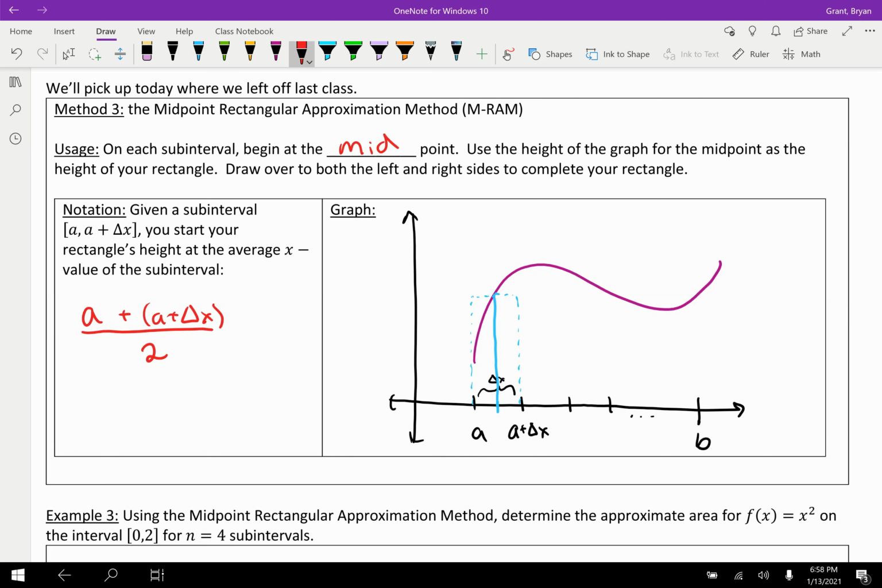You add up those two, divide by 2, and it finds the middle, or the mean if you would like. This doesn't simplify to anything too crazy. 2a plus delta x over 2. If you wanted, you could say that this is a plus half of delta x. But either way, it doesn't simplify to anything too recognizable. Midpoint rectangular approximation method. Let's try one of them.